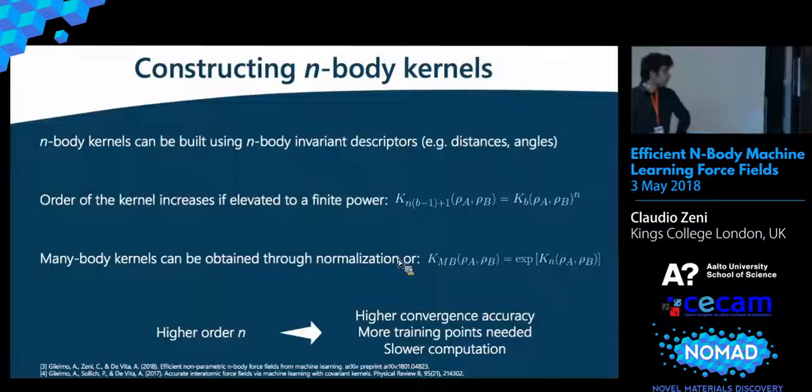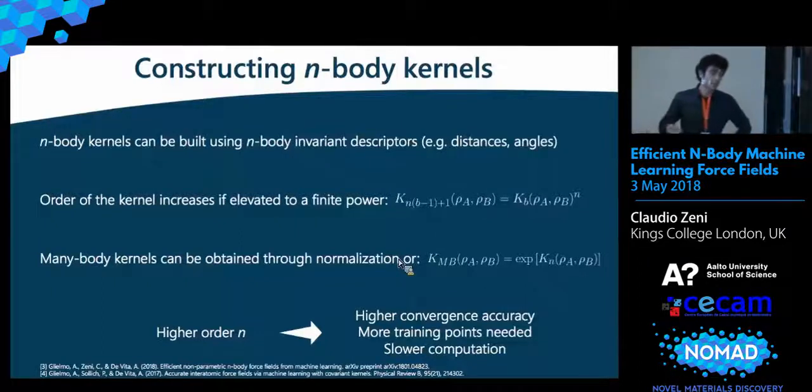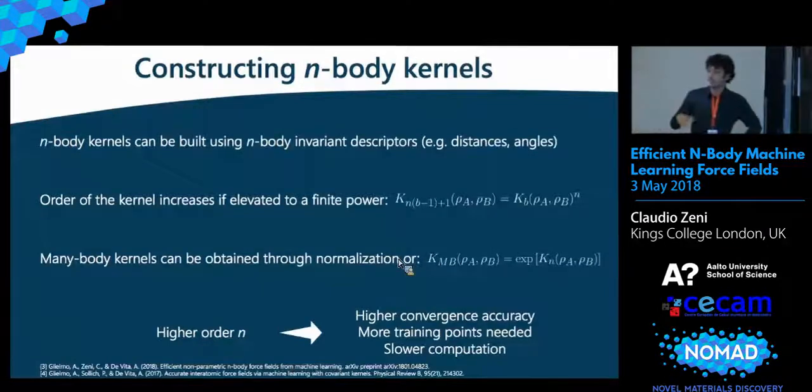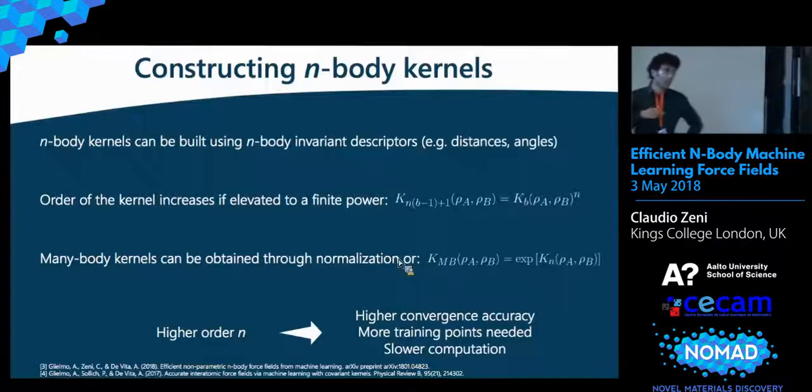And of course, many-body kernels, many-body means that the kernel can distinguish between any number of simultaneously interacting particles in the environment. These are the only ones that are universal approximators, so that can learn indefinitely and can reach perfect accuracy. And these can be obtained through normalization, as done, for example, in the GAP potentials, or through exponentiation of an n-body kernel. Of course, there is a price we pay for higher order.